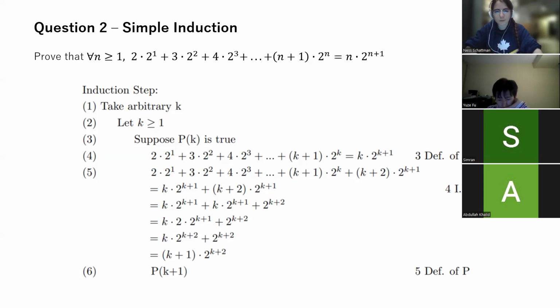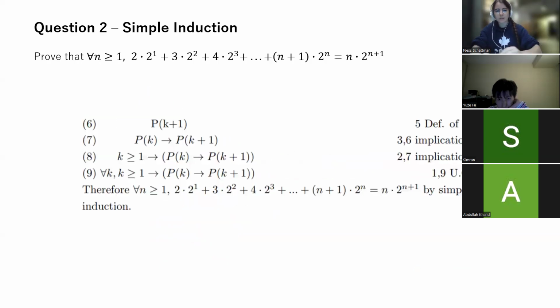So, no fancy tricks here. We just did a little bit of algebra and we got the result that we wanted. And so we can see from this long equality here that we have exactly P of k plus 1, which is what we want. So in the end, because we supposed P of k, we can show that P of k implies P of k plus 1.